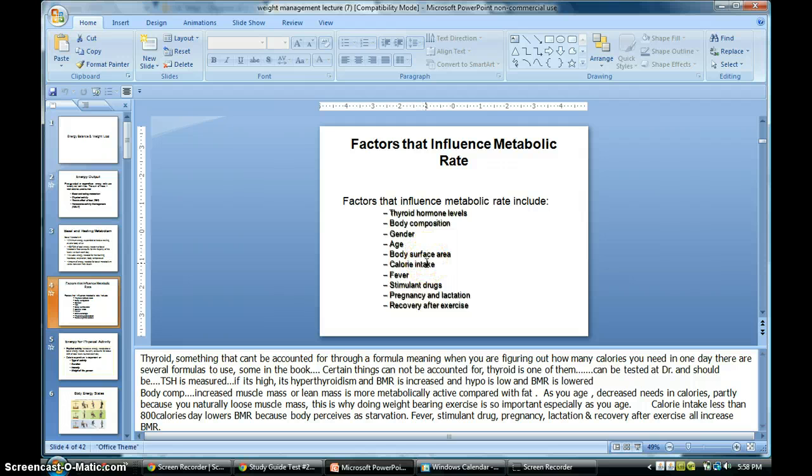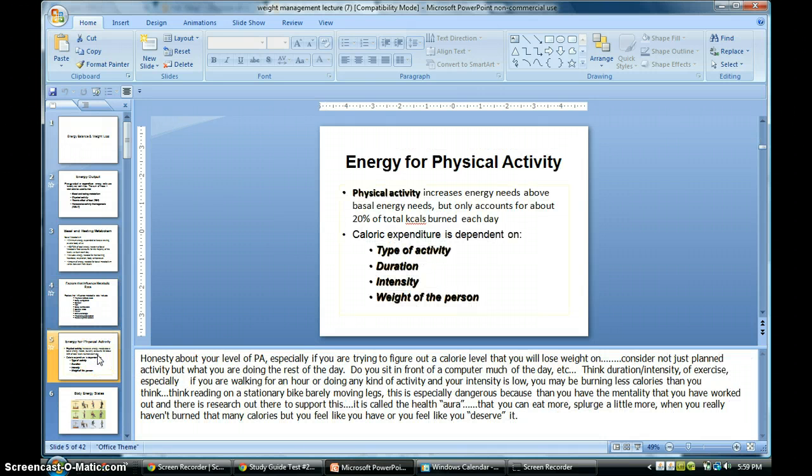Calorie intake, very quickly. If somebody stays on a very, very low calorie diet, around 800 calories or less, for very long periods of time, their body is going to start to slow down. Their body perceives they're in starvation mode and their metabolic rate is going to slow down. Fever, stimulant drugs, pregnancy, lactation, recovery after exercise, all of those things would increase basal metabolic rate. Energy for physical activity is about 20% of calories burned every day. It can go up to 30%, just depends on how active the person is.